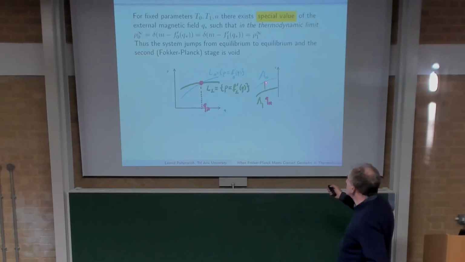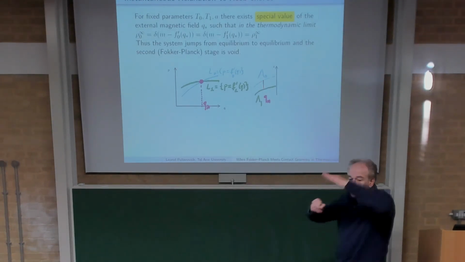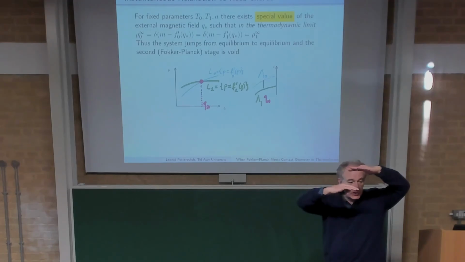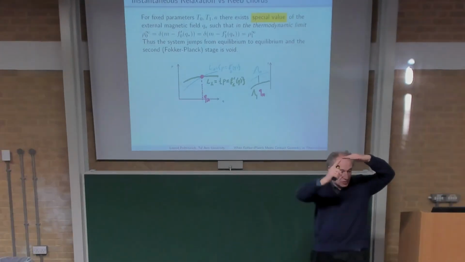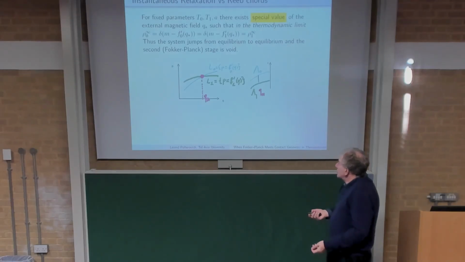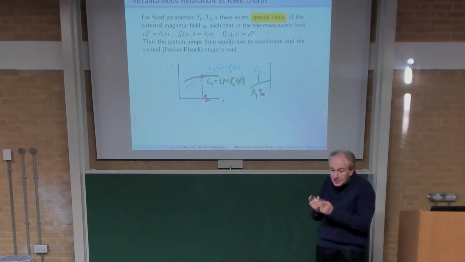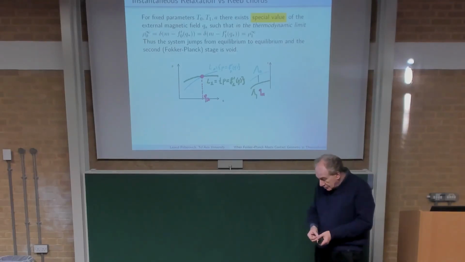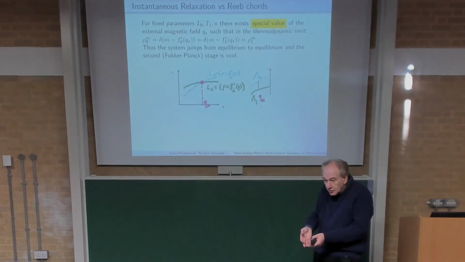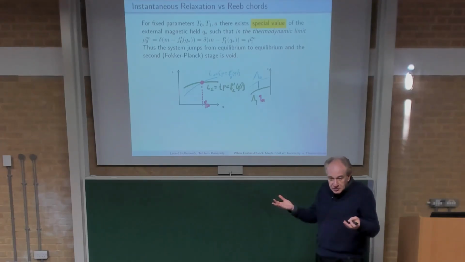And if you wish, at the level of contact topology, it corresponds to a vertical segment between two Legendrians when we lift these Lagrangians to the space with an extra coordinate. Okay, and so then the following happens: the second step of our system in the limit is void. I mean, we're already in equilibrium. There is no slow relaxation, so everything is finished. We jumped and we are done.